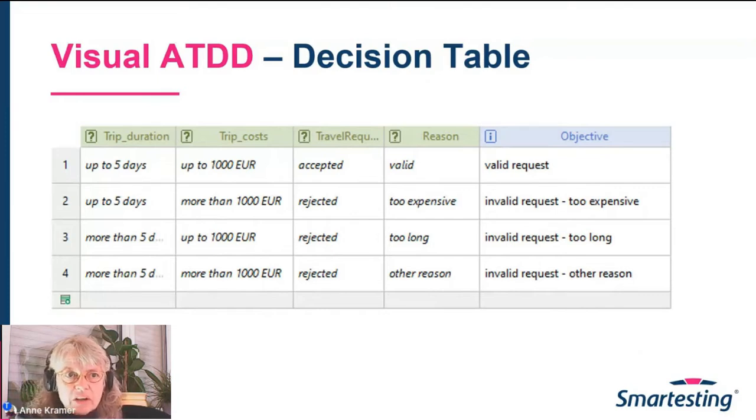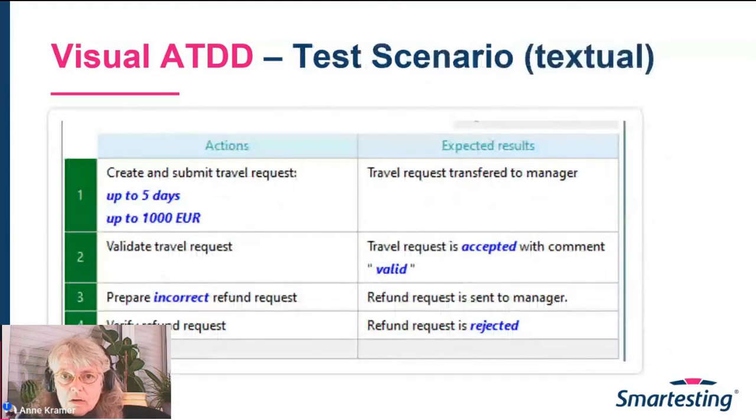So this is what Visual ATDD looks like. And using then Jest as the preferred tool, from the workflow and the decision tables you can generate test scenarios for each of the actions in the workflow. The idea behind it is that you cover all workflows and all the rows of the decision tables, because this is exactly what you want to test.